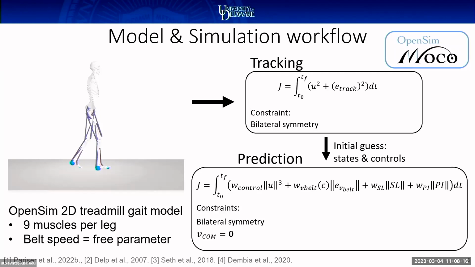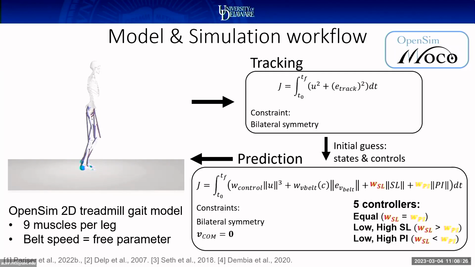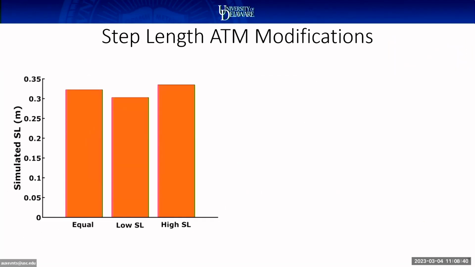Our constraints here were bilateral symmetry again, as well as 0 velocity of the center of mass of the model relative to the ground, so that we didn't have slipping between the contact spheres and the belt. Then we modified, similar to how we had done it experimentally, the values for the weights on step length and the propulsive impulse terms to simulate 5 different controllers. So let's get into the results.